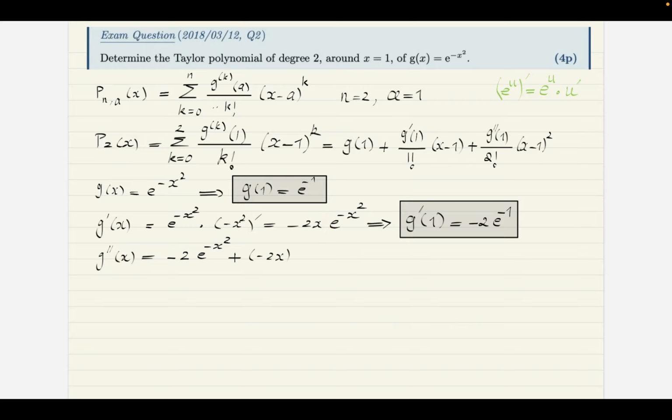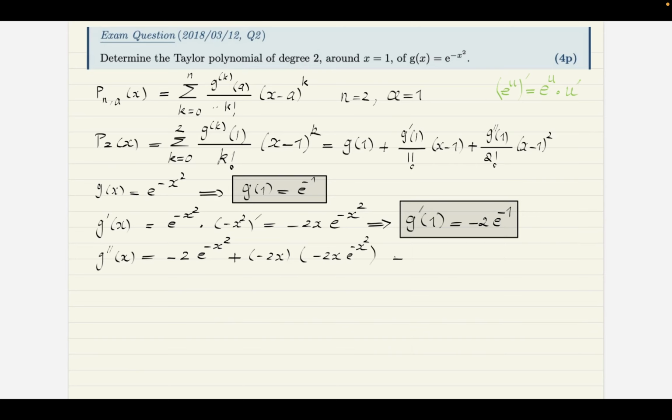But the derivative of the second one is exactly the same function itself, you see? Because this function is just the function g. So when I differentiate it, it becomes minus 2x e to the power minus x squared. Yes.